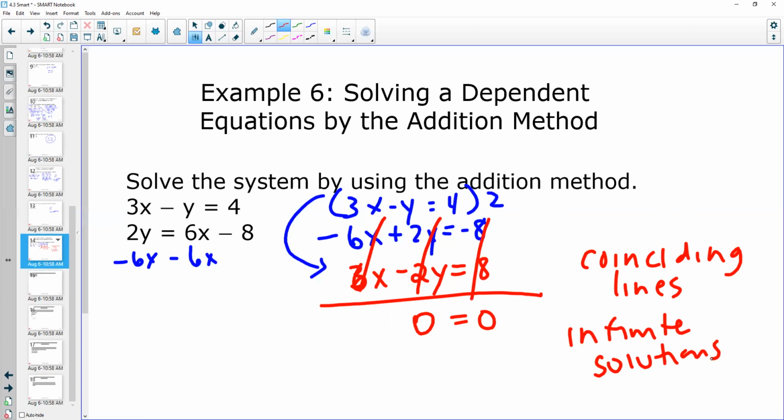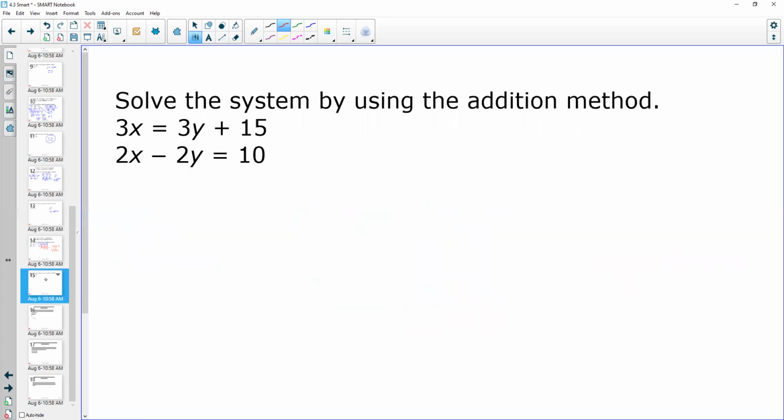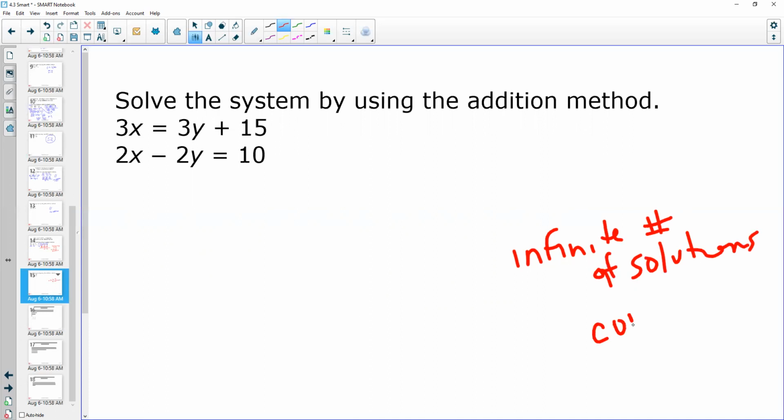Okay. All right, let's try one more. See if you can try this one. Do what you need to do to work it out. You know you need to move some stuff around. I will tell you when you get to the end of this, it's also got an infinite number of solutions, just like the last one. Okay, these are coinciding. If you're stuck, come talk in the discussion.